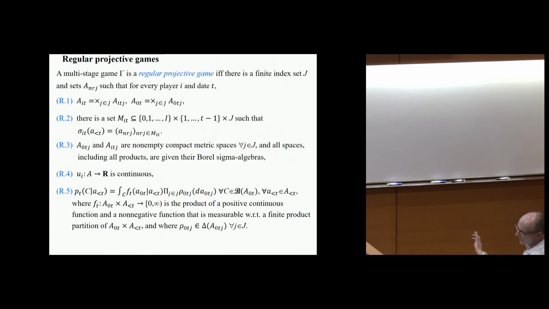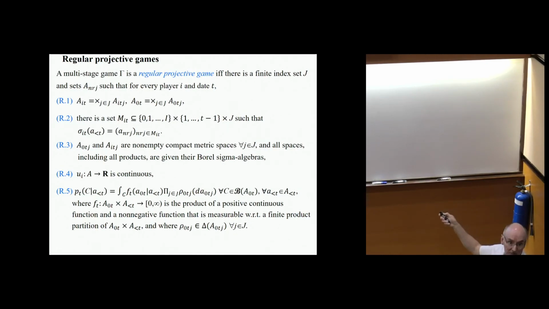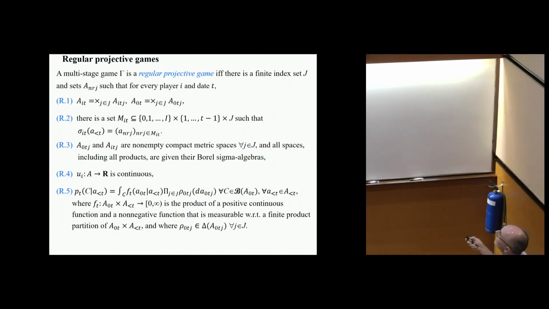I'm now a bit over time, so I won't go through any more slides. I actually have to give an existence result. But here's a class of games we call regular projective games, a fairly large class where we get existence of a perfect conditional epsilon equilibrium and conditional epsilon equilibrium distribution. So action spaces are products. Standard, this is the regularity part: non-empty compact metric spaces. So it's what you would think.